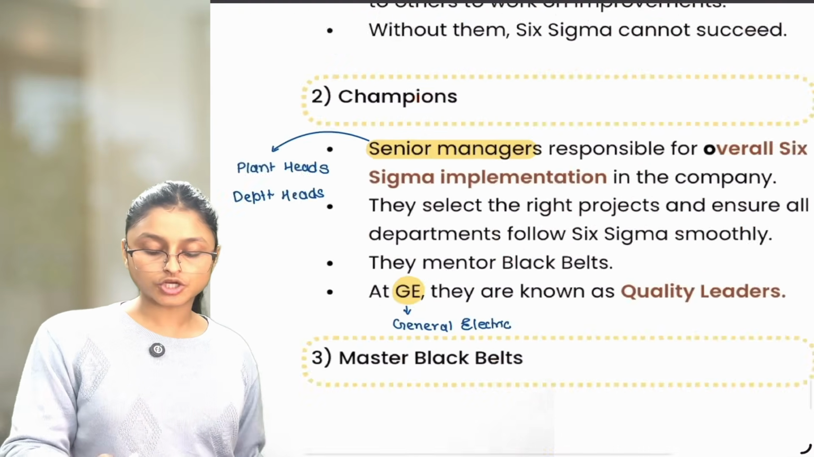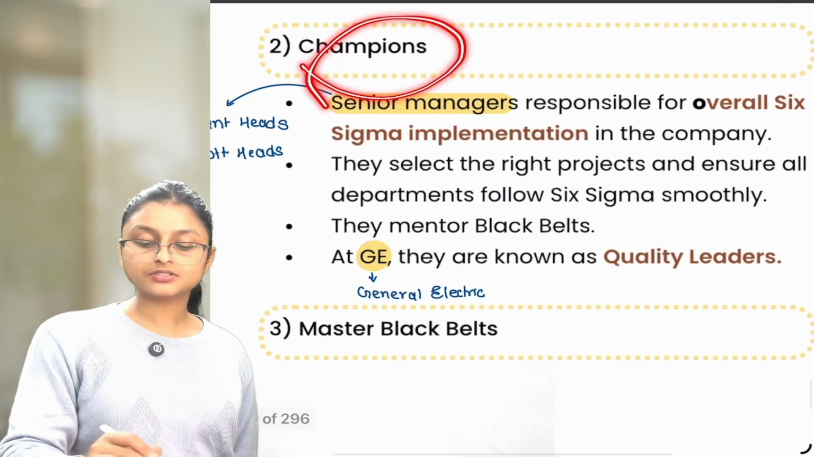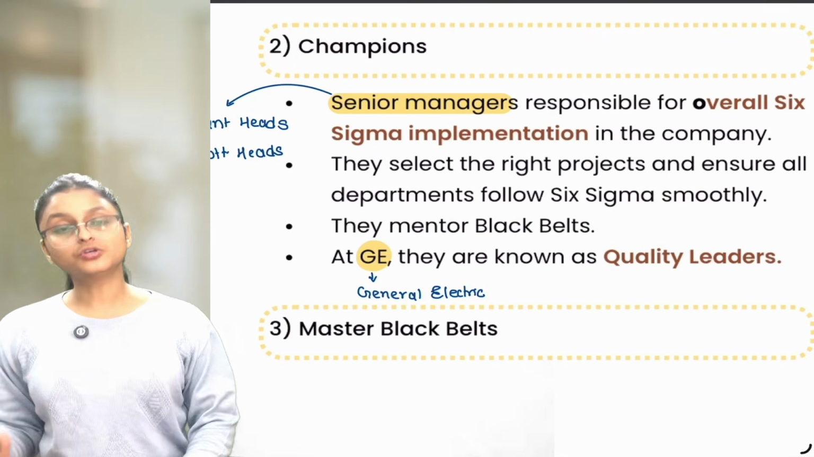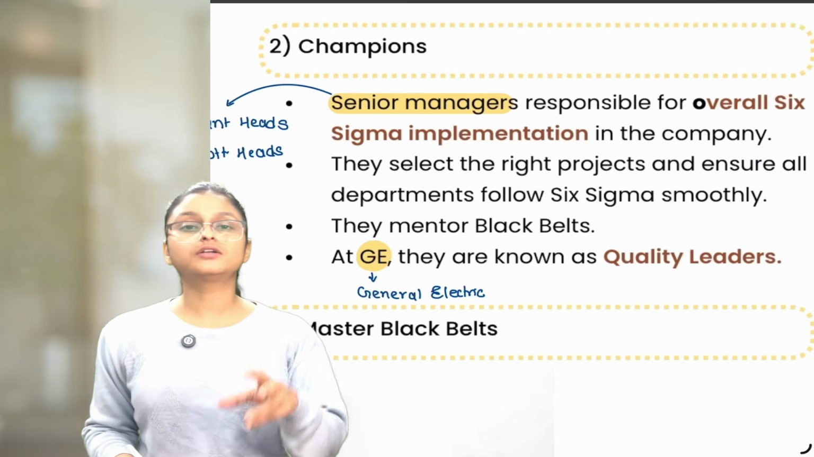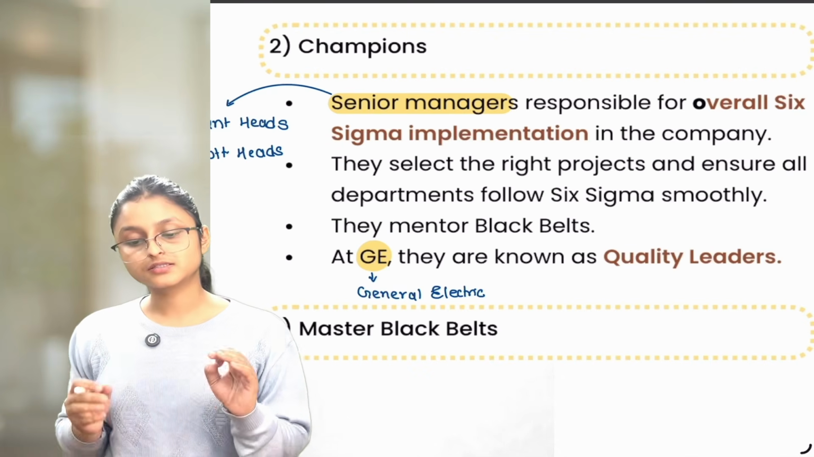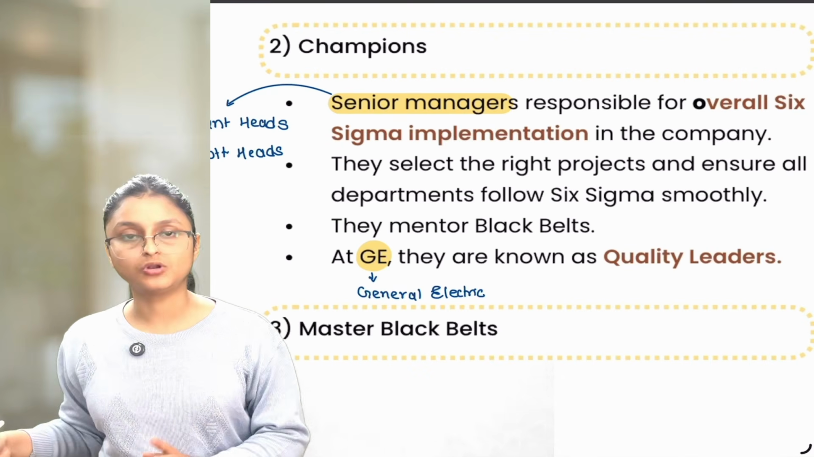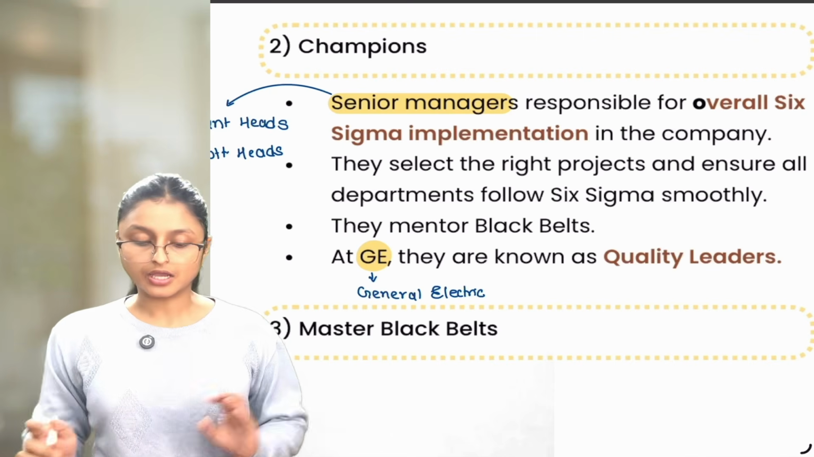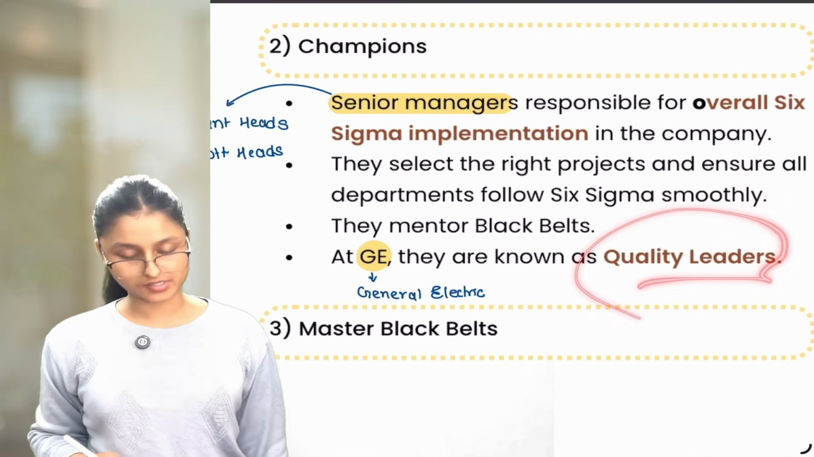At GE, that is General Electric Company, these champions are known as quality leaders, which shows us that it is not necessary what name is used, it is necessary to follow that particular role, even if the name has been changed, as General Electric changed the name to quality leader.